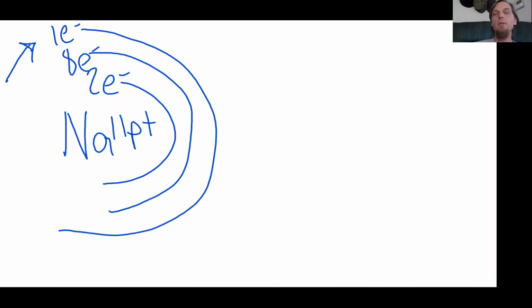Okay, let's get a different element, fluorine. Fluorine is a little smaller than chlorine, so it'll fit on here easier. So I'm going to go with fluorine. Fluorine has nine protons. That's atomic number nine. Let's fill up our rings.